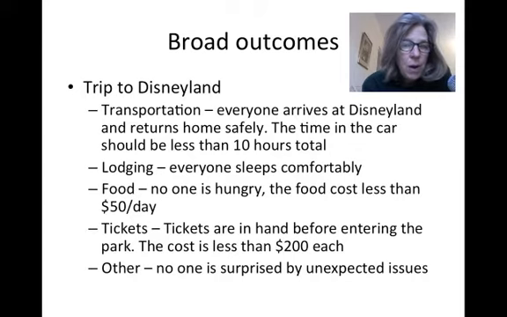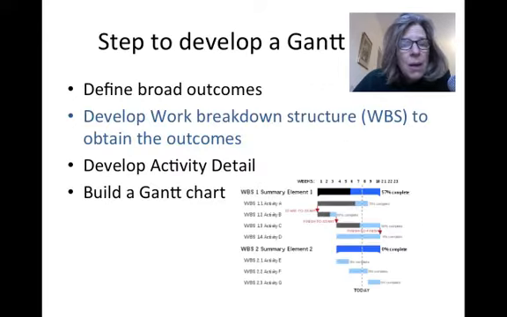Food: no one is hungry, meaning that we have enough, and that food costs less than $50 a day. Tickets are in hand before entering the park, and the cost is less than $200 each. This is for a 3-day kind of thing. So we want to get it done before we get there, and we want it to have a certain cost. And then the other thing is no one is surprised by unexpected issues. I'm not sure what that means actually right now, but I wanted to make sure that I included something that was sort of other-ish.